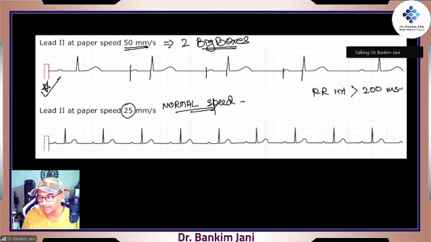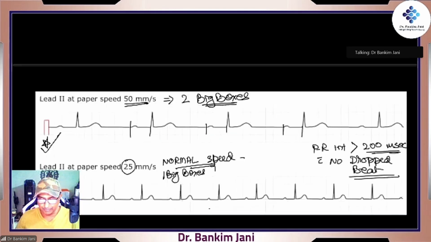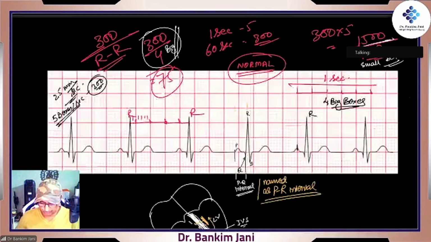Right? So this would be more accurate, 200 milliseconds, which in a normal case is 1 big box, and if the speed is double, then 2 big boxes. Right? So that's why 1 big box. When the speed is double, 2 big boxes with no dropped beat. So this is what we are dealing with, the easiest one, type 1.